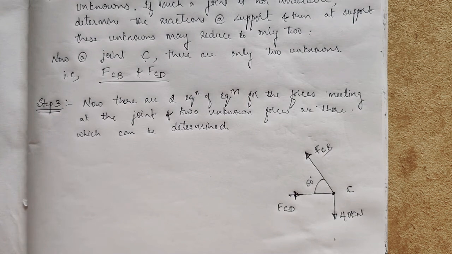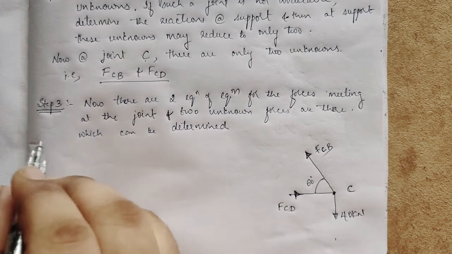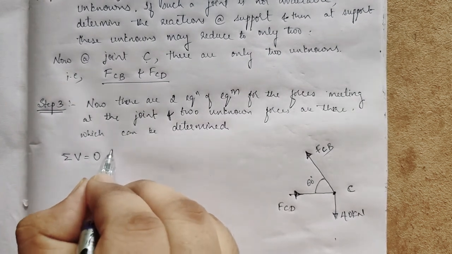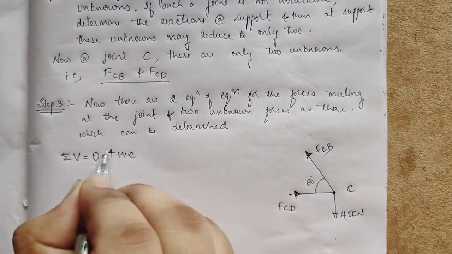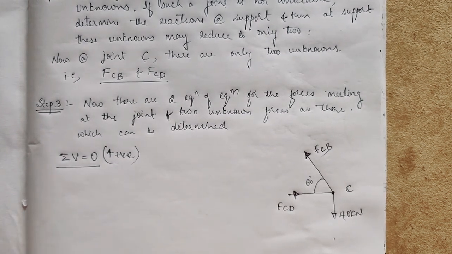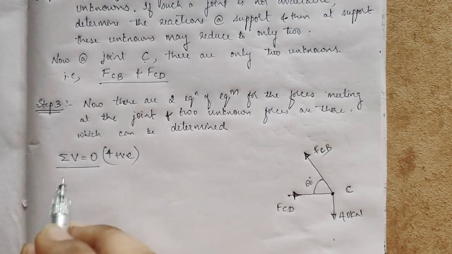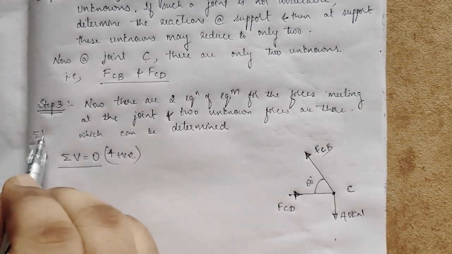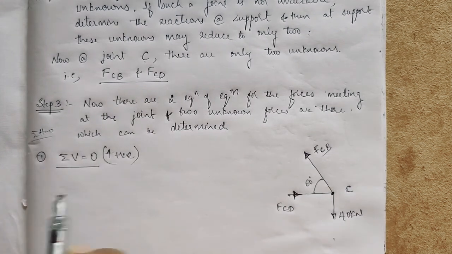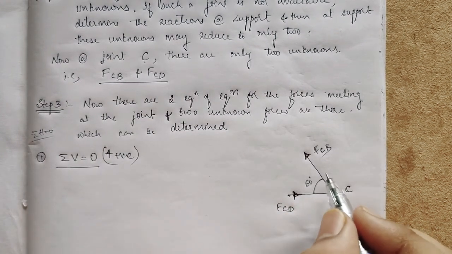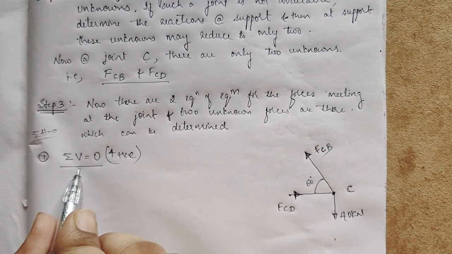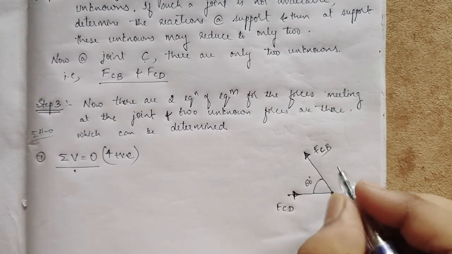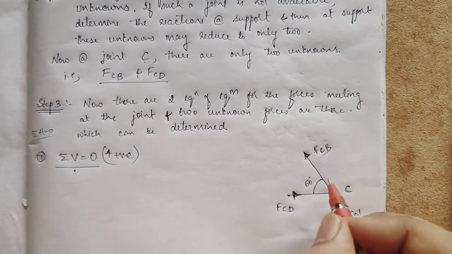Now what we have to do, we have to apply the equilibrium concept. What is that equilibrium concept? Summation of vertical force equal to 0, taking upward as positive. So this is the equilibrium condition. First one is vertical forces, second one is summation of horizontal forces equal to 0, taking left to right as positive. Now see here, vertical forces we have to equate to 0. So 40 kN is there and here FCB, we have to resolve this.